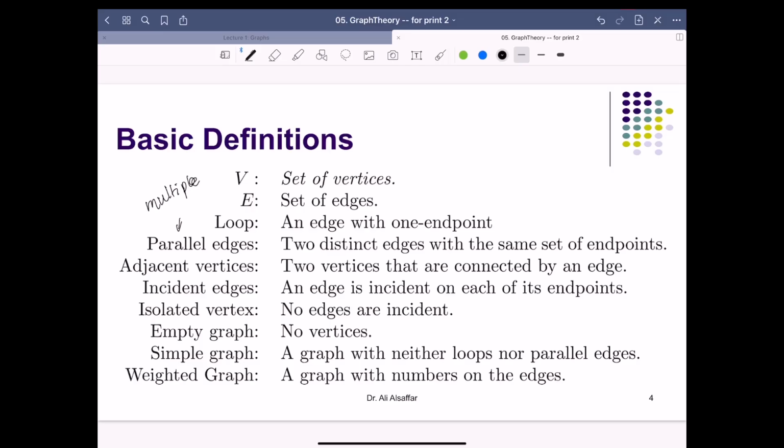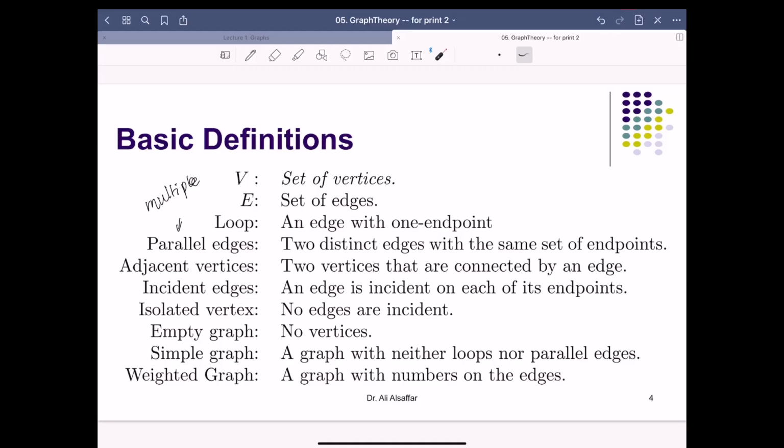More than one. So if it does not have a loop, and if it does not have parallel edges, then we call it simple. And we will have examples for this in a moment. Now, weighted graph. It is a graph, but on the edges, they put numbers.